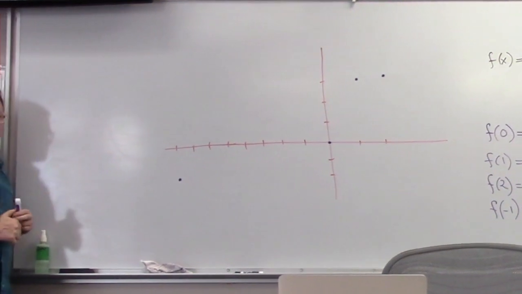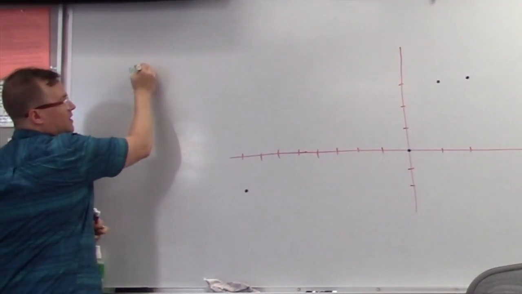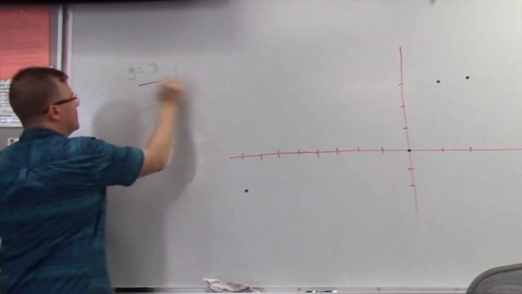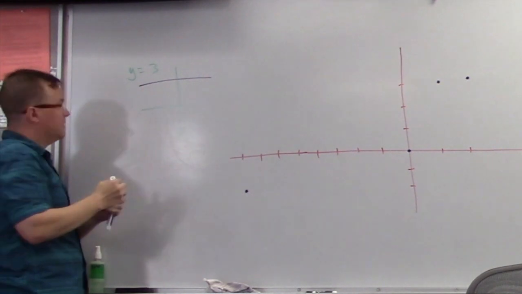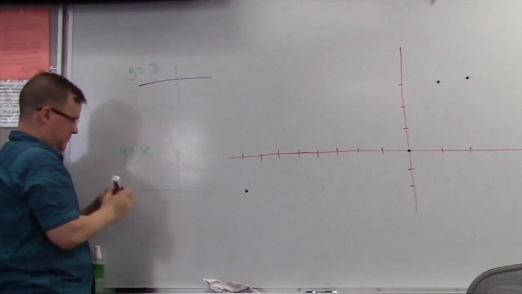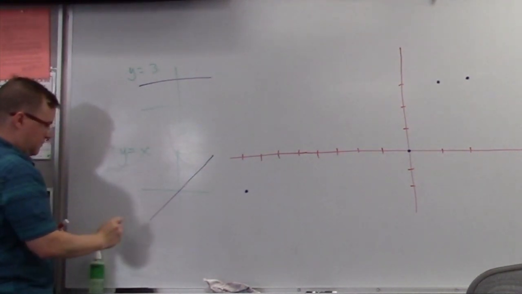It might be good to do some scratch work to the side just to remind yourself that if y equals 3, then the graph looks like this. And if y equals x, then the graph looks like this. Wait a minute.